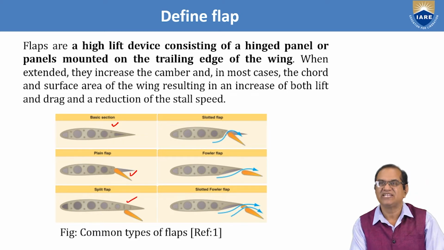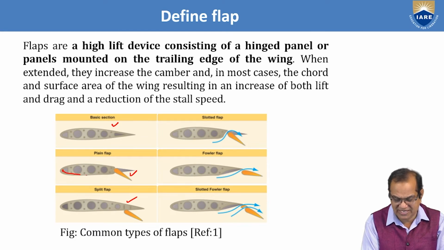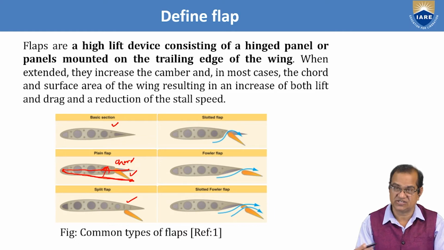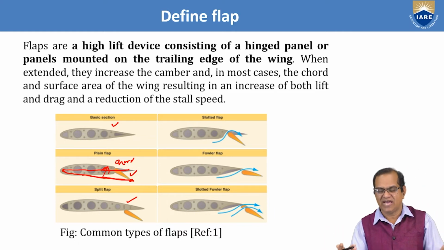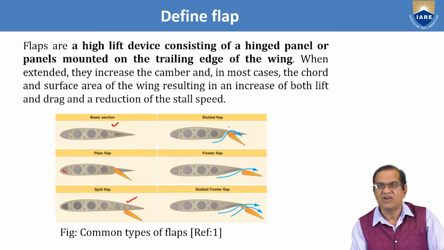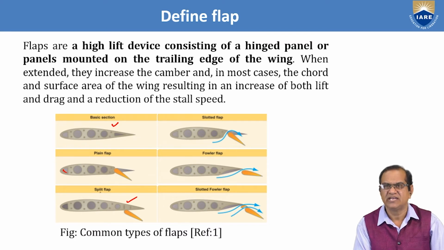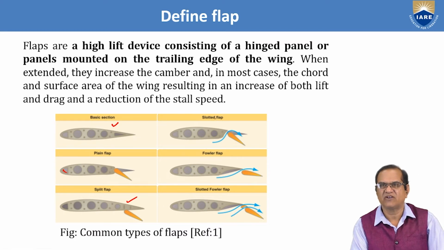If you see here, it is slotted, and in this it is extended, so the camber is increased. Initially the chord was like this, now the chord is here, so the camber is increased, and it will give high lift. In the same way, there are different types of flaps here: plain flap, split flap, slotted, and the Fowler, which will extend.